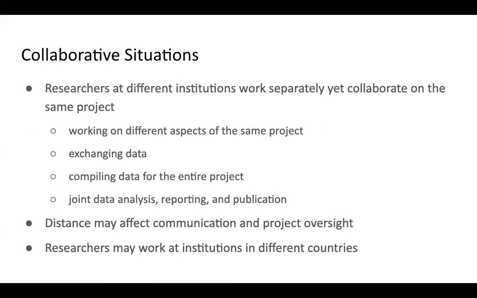In another example, sometimes two or more researchers at different institutions work separately yet collaborate on a project. This can occur in a variety of ways, but most frequently the researchers will be working on different aspects of the same project, exchanging data, compiling data for the entire project, and then doing some joint analysis, reporting, and publication. Collaborations between researchers are particularly complicated when researchers work at institutions in different countries. Not only can the distance affect communication and project oversight, but there may be some cultural differences that may further complicate that communication and overall conduct of the project.